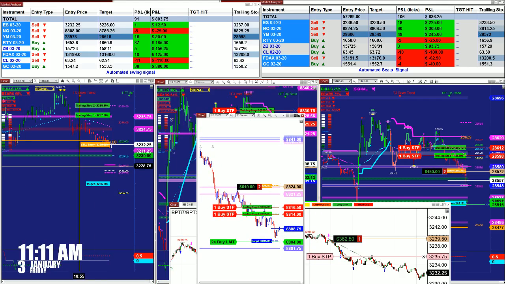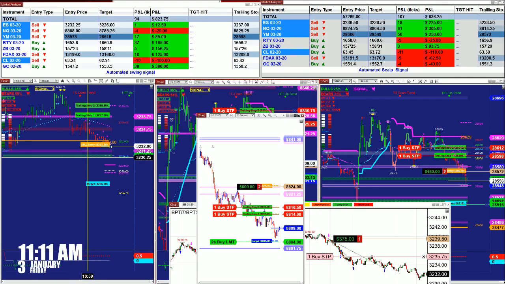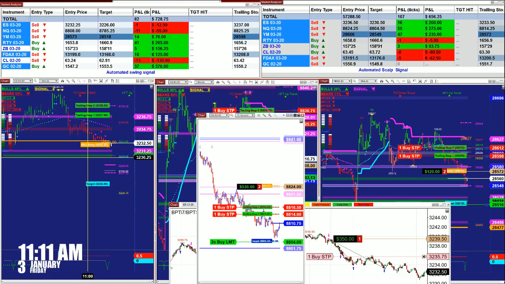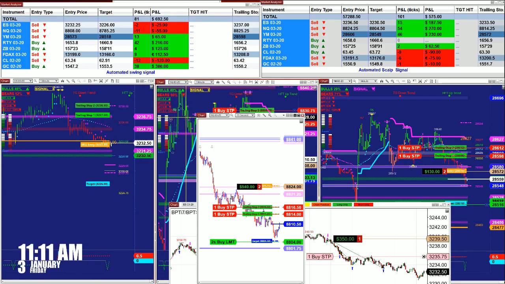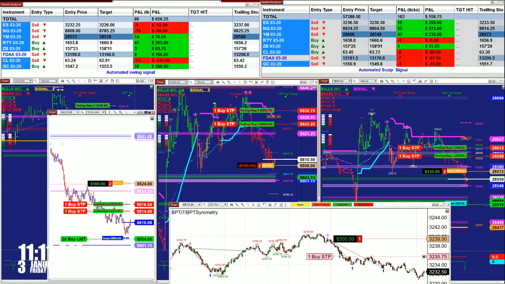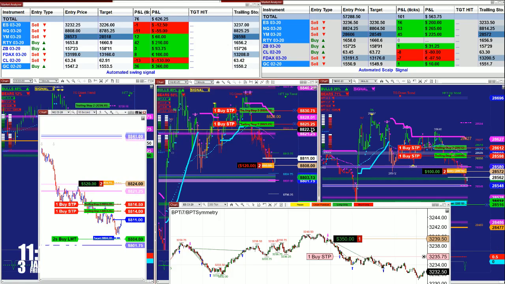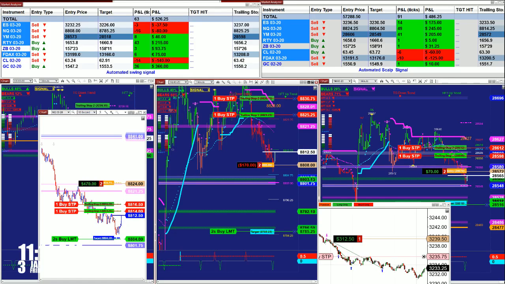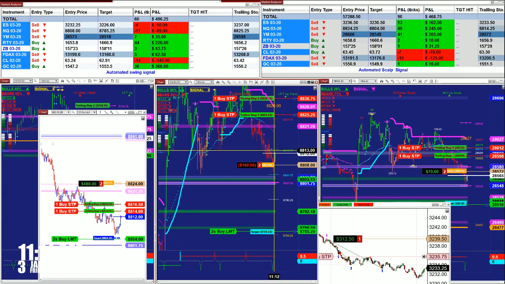On the ES, it has to be below the 3230.25. You can go short. Don't even think about going short above those numbers. 3220.25, go short, please. And you see, this is exactly what happened on the NASDAQ.